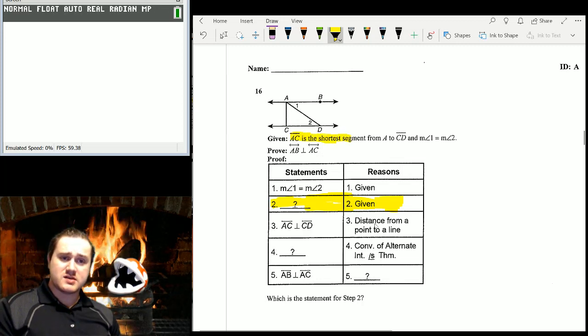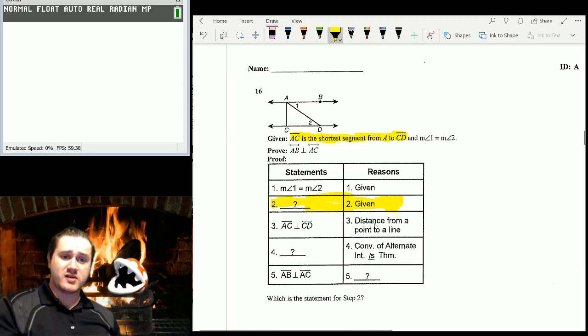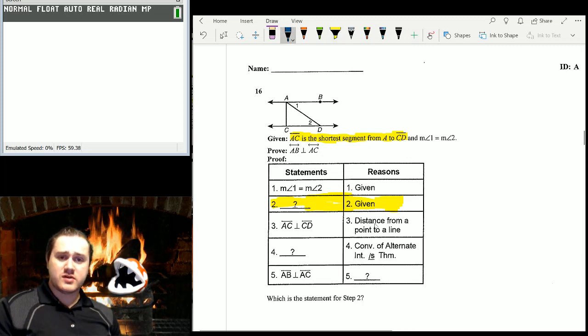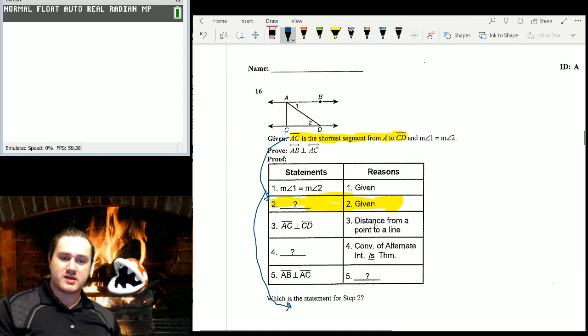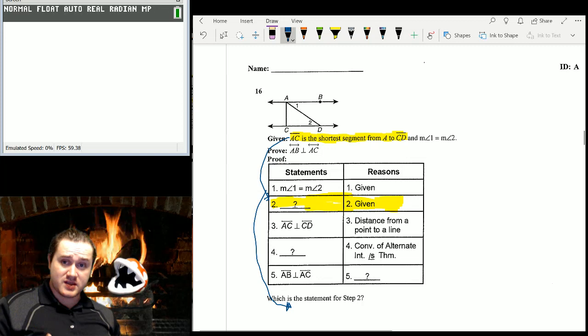So there were only 2 things that we were actually given on this page. We have AC is the shortest segment from A to CD, and that measure of angle 1 is equal to measure of angle 2. Notice that measure of angle 1 equal to measure of angle 2 is the statement for step 1. Therefore, the other given has to be the statement for step 2. So all we're really going to have is that this goes here, which means that's what we're looking for, the answer. So again, it's kind of multiple choice.